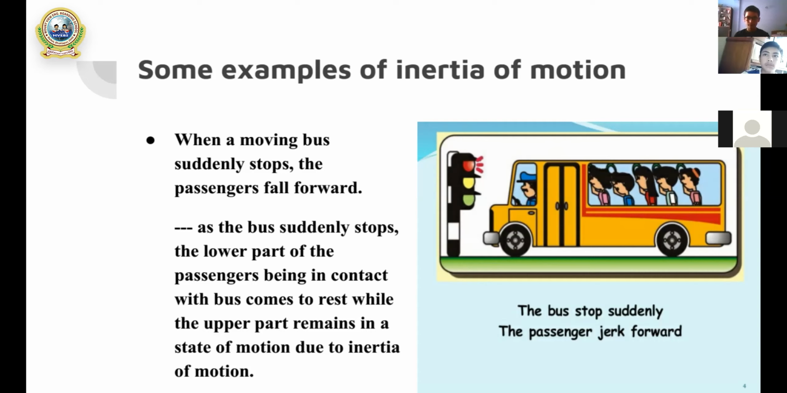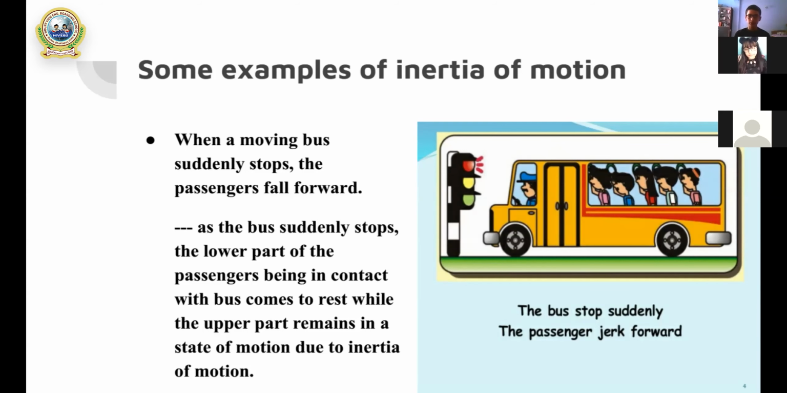So when the bus is stopped suddenly, that happens due to inertia of motion. Passengers jerk forward, passengers lean forward in the moving bus when the bus is stopped suddenly. This is the example of inertia of motion.